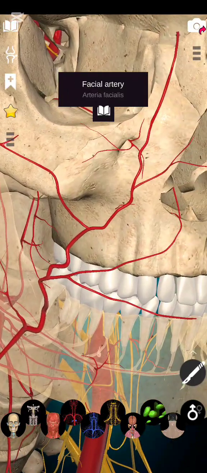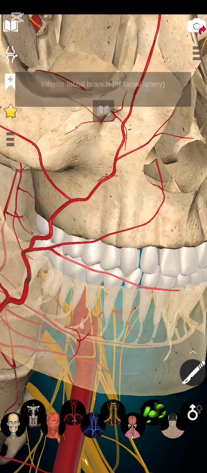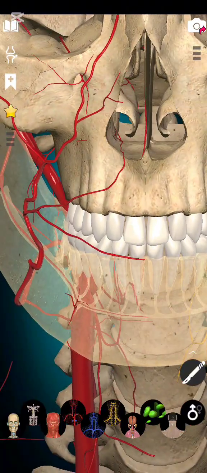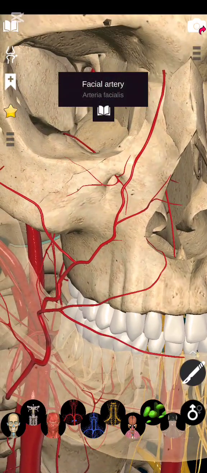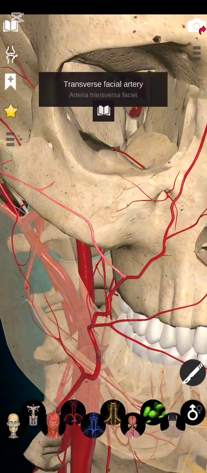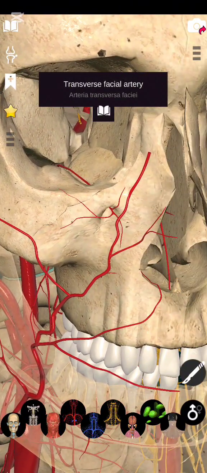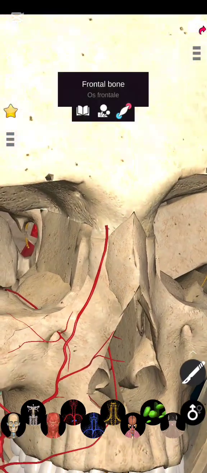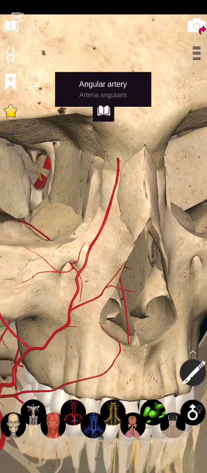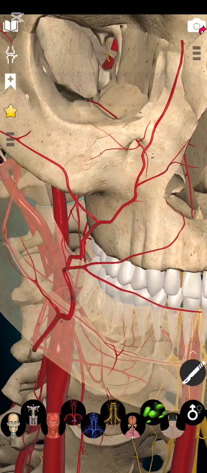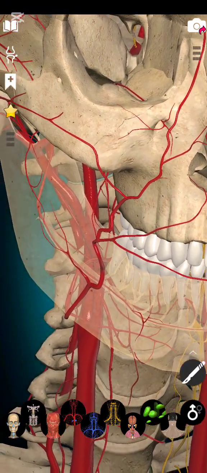This artery continues further on by separating into a superior labial branch and an inferior labial branch, as branches of the facial artery. The facial artery continues. It gives off a transverse facial artery, and it also ends as your angular artery, somewhere here near the eye. Then somewhere here it gives us a lateral nasal branch and supplies there.